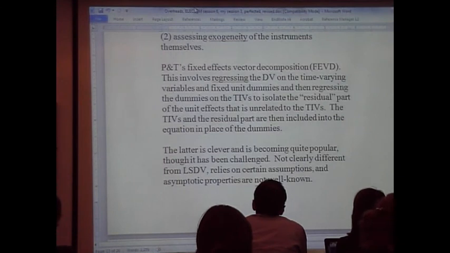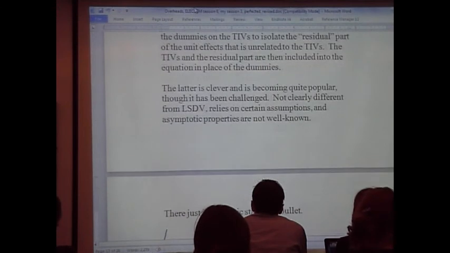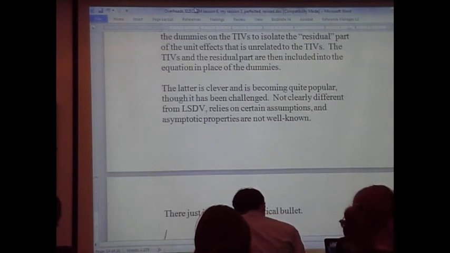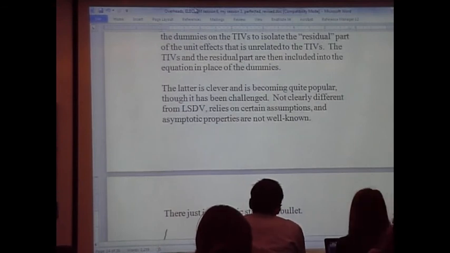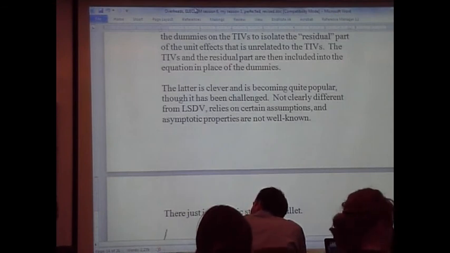But it has been challenged, as I said. It's been challenged because it's not clear at all that it's different from a least squares dummy variable approach, which involves you simply putting in the dummy variables, right? And you can see that as I was walking you through it. The way I walk you through it here, it should be kind of clear. You're wondering, wait a minute, how exactly is this different? And that's the problem with it, it looks like, according to some people. It relies on certain assumptions which some people say are untenable, and its asymptotic properties are not at all well known. It's understandable because it's a new approach, so it hasn't been fully vetted.